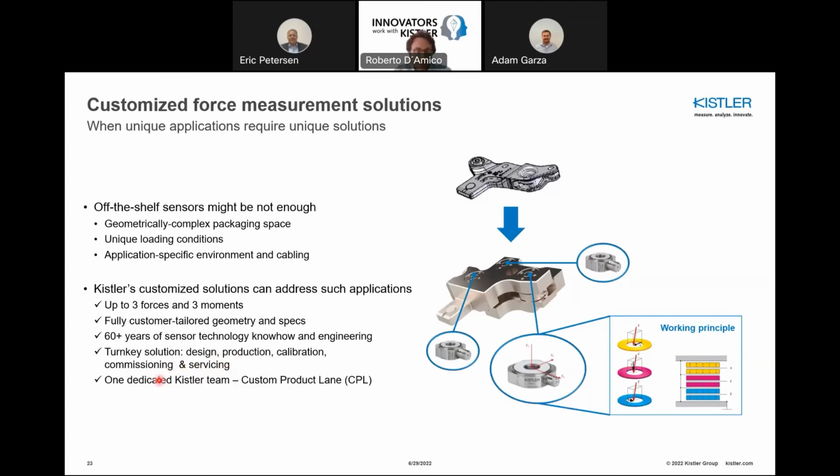And one thing that I also want to mention is that because we see that these applications are very interesting for our customers, we see the demand is more and more there, for example, for blocked force measurement or for interface measurement. Then we have a dedicated Kistler team that takes care of that. And this is the custom product lane. The custom product lane is made out of experts in sensor engineering, which tries to develop the project as fast as we can so that we can support our customers with this type of issues.